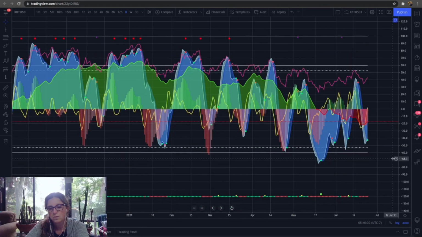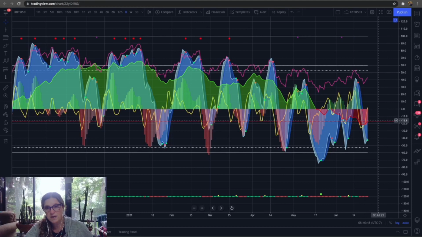So right here, this green money flow that you see is the money flow. And this line that you see over here is telling you where the money flow is at. So right now the money flow is in the red, and this turns red. If this slowly makes it to the upside and starts turning green again, this will turn green.